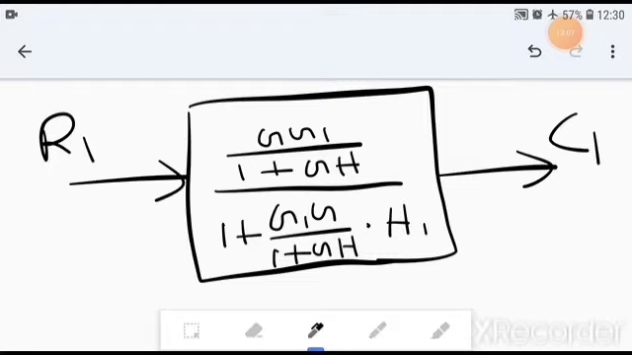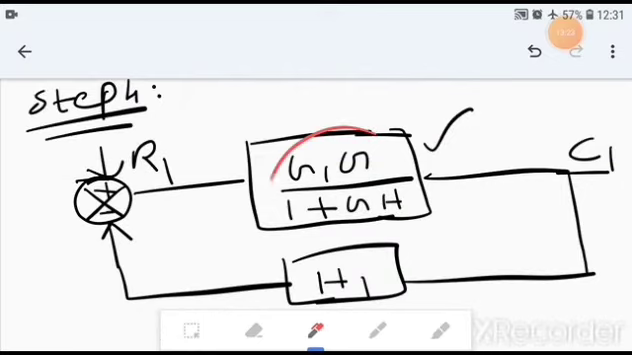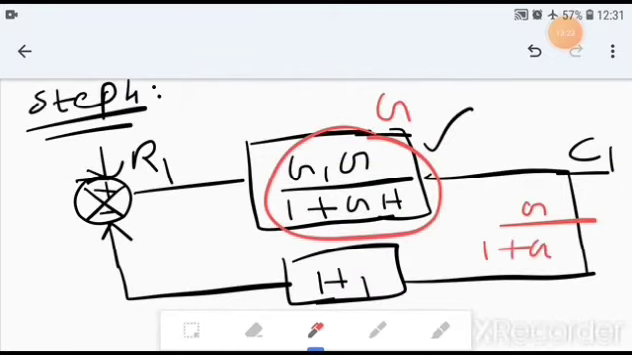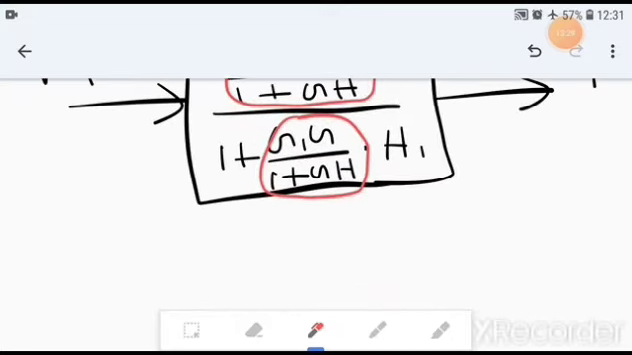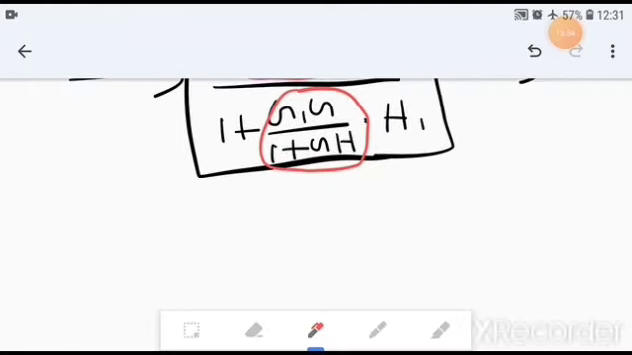This is the rule where we write G by 1 plus GH. Here G is our big block, this is our new G. G by 1 plus G into H, H here is nothing but H1. We have the formula G by 1 plus GH, H is our H1. So that's why we have substituted here. Now in this you can take the LCM and simplify.